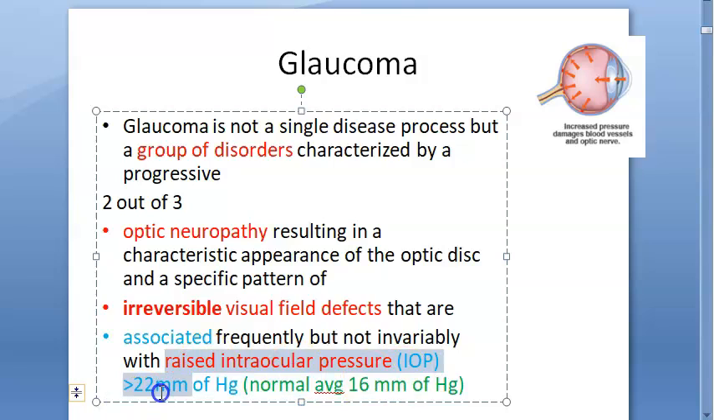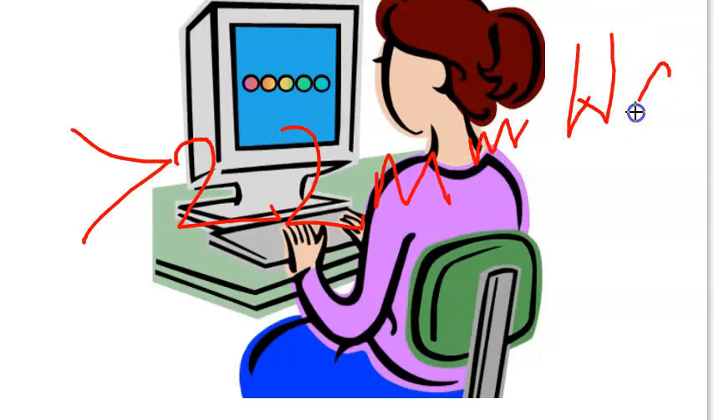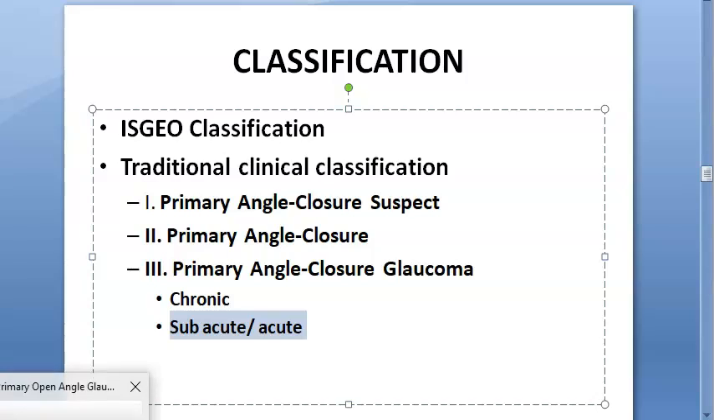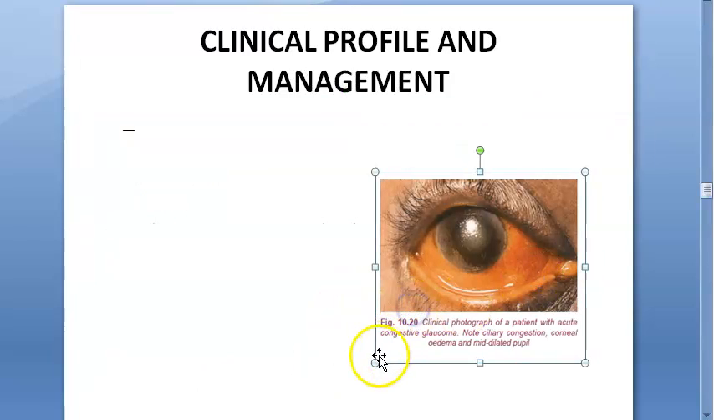So raised intraocular pressure means how much? It should be greater than 22 millimeter of mercury, guys. How many millimeters of mercury greater than? It should be 22 millimeter of mercury. If it is, then you can say it is raised intraocular pressure. Basically, what is normal? Normal is 16 millimeter of mercury average, okay? Average. So we need to look at everything about this. Where is this angle? How is it closing? What happens?